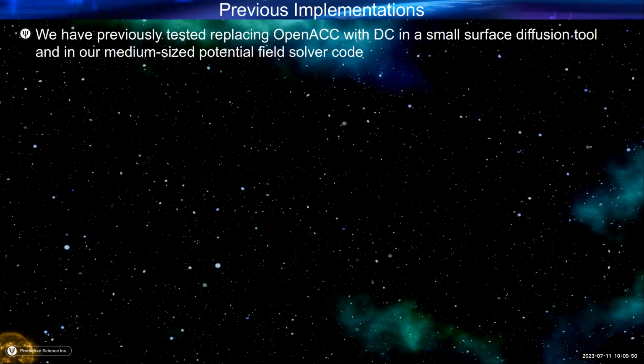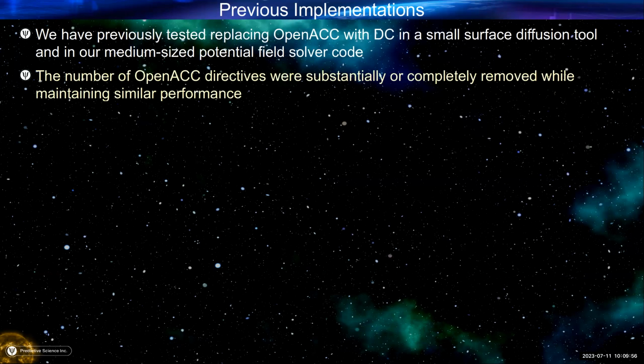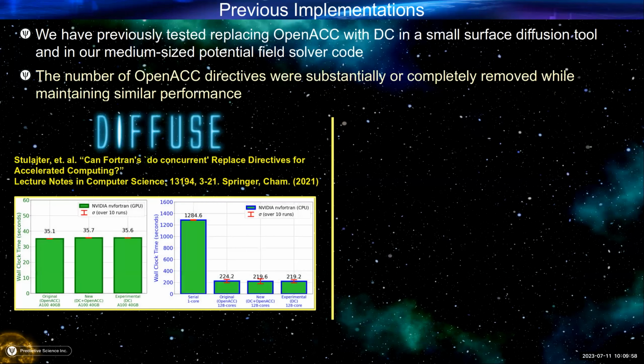Okay, so in the past, we've already tested doing this with some smaller codes, a tool called Diffuse, and our potential field solver. Our code Diffuse was the subject of a paper we wrote, Can Fortran's do concurrent replace directives for accelerated computing, for the WACCPD workshop at SC21. What we found there was that switching from OpenACC to do concurrent didn't affect the performance at all on the GPUs, and it still allowed CPU multi-core parallelism.